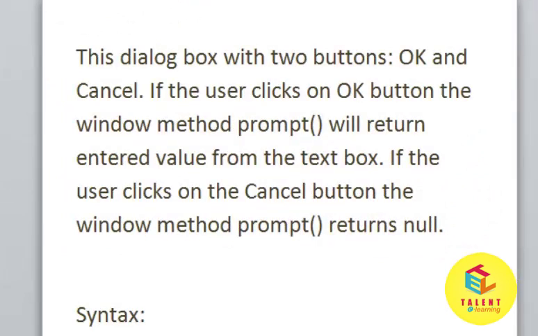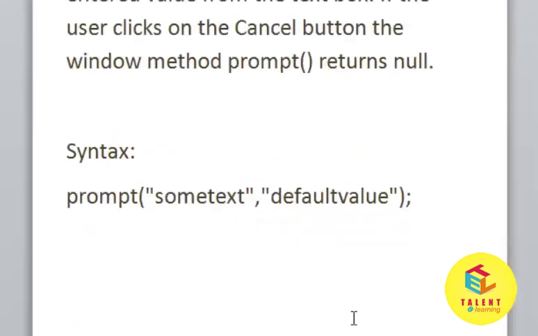This dialog box will give you two buttons, OK and cancel. If the user clicks on OK button, then the window method prompt will return the entered value from the text box. If the user clicks on cancel button, then the window method prompt will return false. Here, this is the simple syntax for prompt. First, this is simple text, and here it is default value. This is the optional default value.